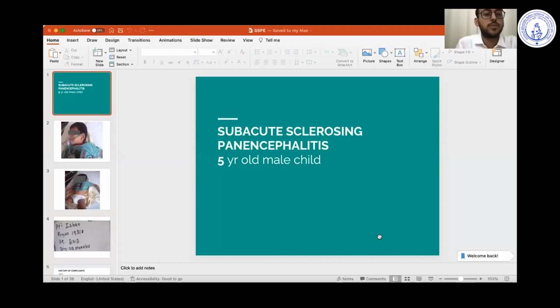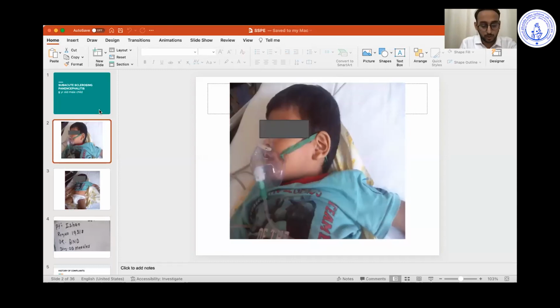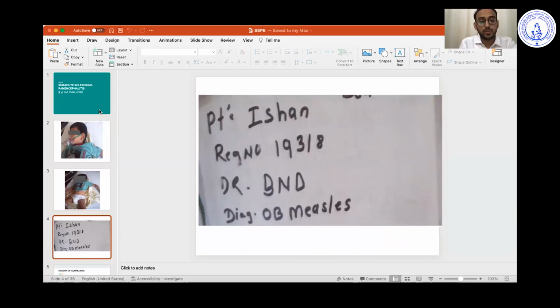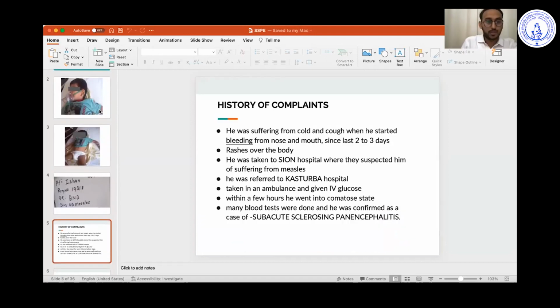So I will start the case now, which I was assisting with Dr. Gaurang, and I was following up with the case in between. It was a case of subacute sclerosing panencephalitis in a 5-year-old male child. You can see here that the patient was already admitted in hospital even before we visited. He was in a comatose situation actually. So here I will just explain and share the symptoms which were present before we saw the child.